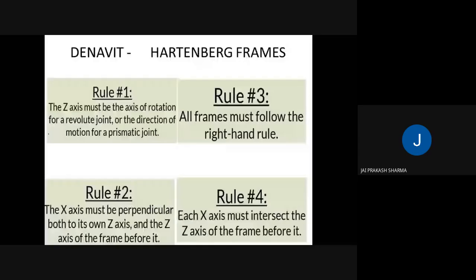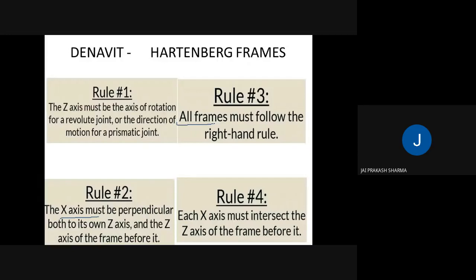So the first rule says that whatever the axis of rotation, that must be the z-axis. The second says that whenever you are going to create an x-axis, it must be perpendicular, at 90 degrees, with respect to the z-axis. The third rule states that you have to follow the right hand thumb rule for creating the y-axis. So with the help of these three rules, we can create the frame.